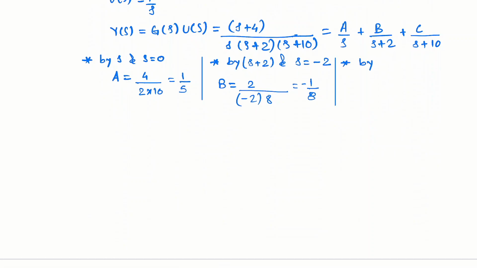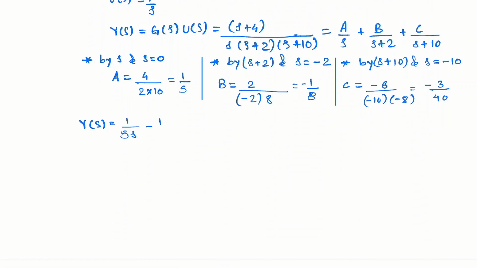Now similarly, we'll multiply by s plus 10 and substitute s equals to minus 10. So this time the c term would be preserved, everything else would go to 0. So the numerator would be minus 6, denominator is minus 10, and s plus 2, so minus 8, which would become minus 3 over 40. So y of s for the unit step response would be 1 over 5 into s, minus 1 over 8 into s plus 2, minus 3 over 40 into s plus 10.